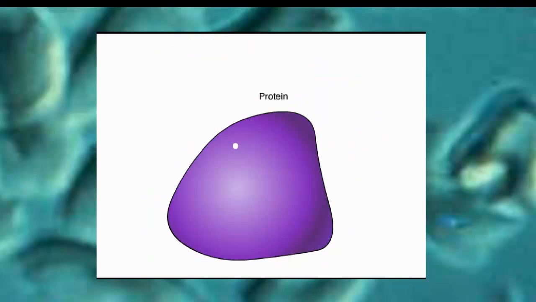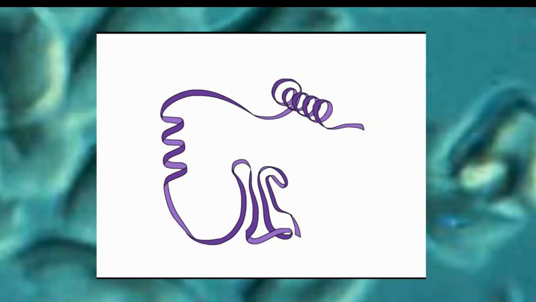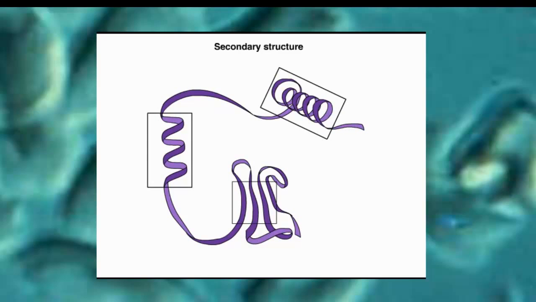In most proteins, parts of the polypeptide chain are coiled or folded, forming twists and corrugations. This is secondary structure. The turns and folds of secondary structure contribute to the protein's overall shape. One kind of secondary structure is the alpha helix, where the chain twists.